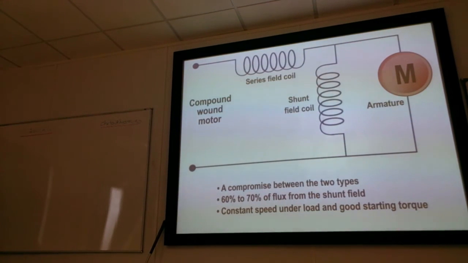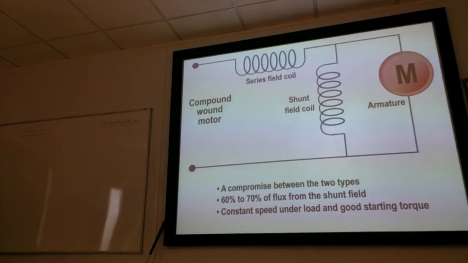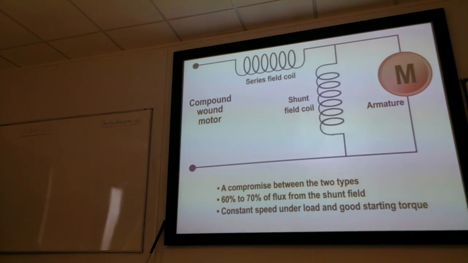A compromise between the two would be to have a compound wound motor. Your books probably still say compund, but it's compound. It's being rewritten. A compound wound motor has characteristics of both. 60 to 70% of the magnetic flux is from the shunt field, because that's many turns of thin wire, and it gives you a constant speed under load and a good starting torque. So this is a good general purpose motor, sometimes called a split field motor.